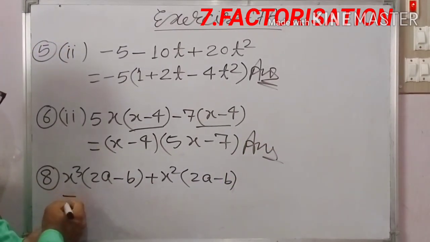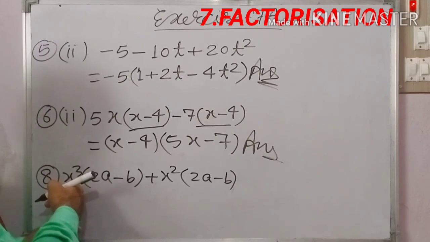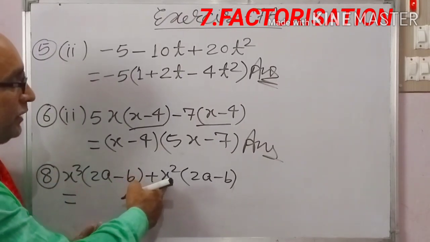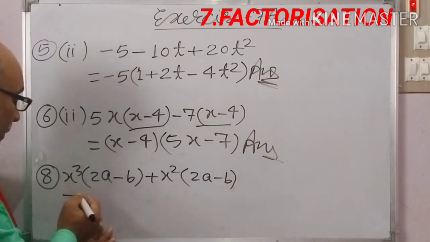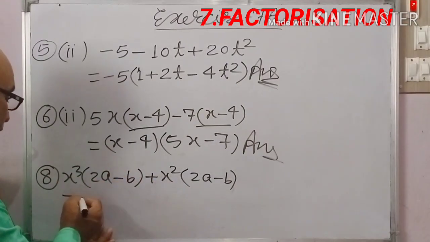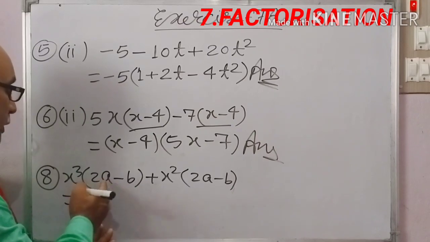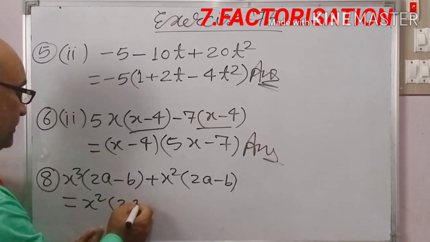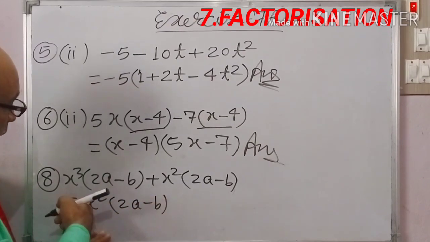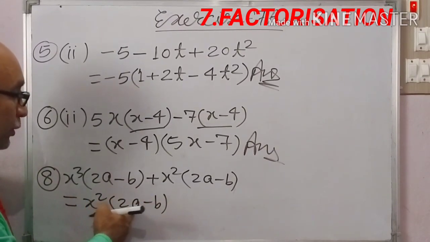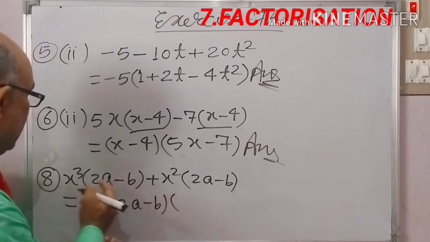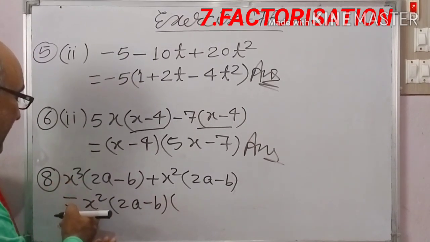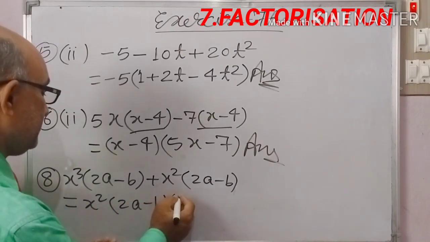And in question number 8, x cube into 2a minus b plus x square into 2a minus b. Common term is x cube, x square. So x square is common. 2a minus b and 2a minus b, so 2a minus b also common. Now total common is x square into 2a minus b. Remaining: in x cube, x square is common, left x.